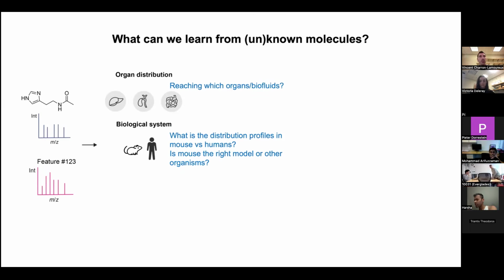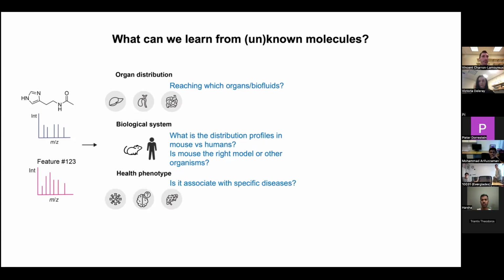We also think that reverse metabolomics can be leveraged to answer whether mice are the right model, or which organism could be used to study your specific molecule of interest. You might also be interested to know if your feature of interest or your metabolite is associated with a specific disease. Is this molecule more prevalent in Alzheimer's patients, or is it more associated with a virus infection like COVID-19?